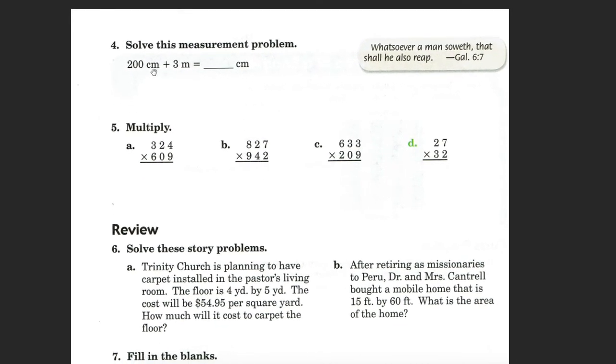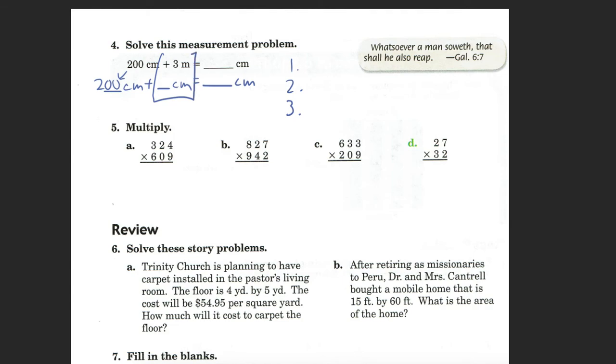Solve this measurement problem. 200 centimeters plus 3 meters equals how many centimeters? So this is a 1, 2, 3 problem again. Everything needs to be in centimeters, since my answer is in centimeters. So what's not in centimeters? Or what is in centimeters? 200 is in centimeters already, so I can bring that down. Is 3 in centimeters? No, this is meters.